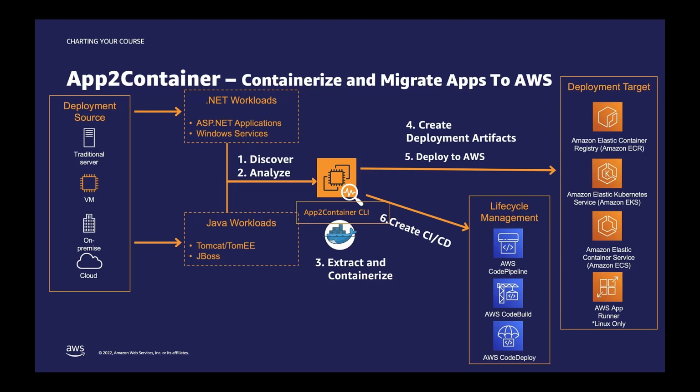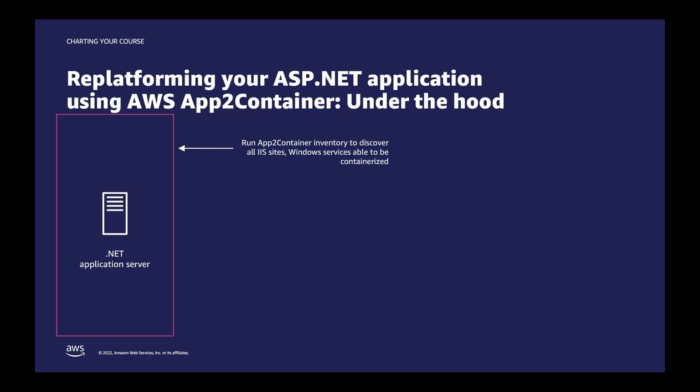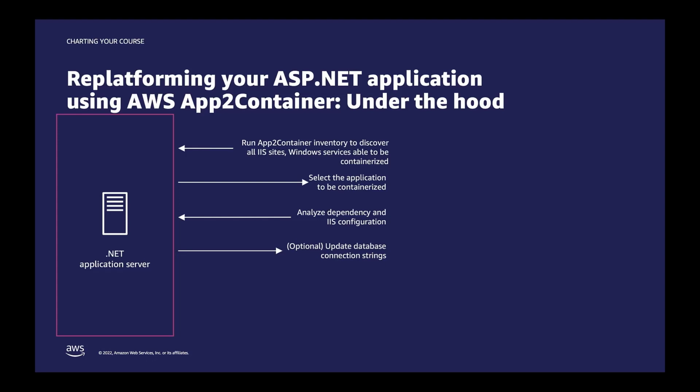Let's dive a little bit deeper into the process. Let's take the scenario of a .NET application running on a server. You run apt2container inventory to find the candidate applications. You'll then get a list of applications that can be containerized. You can then analyze the application, say for example, identify the IIS configuration, and say if you're also moving the database, you then update the connection string.